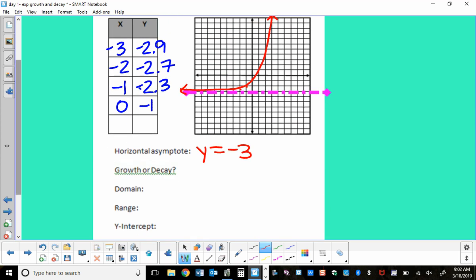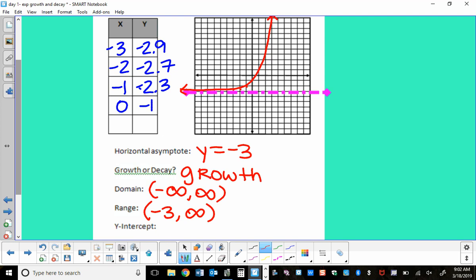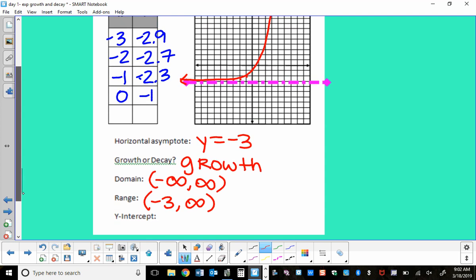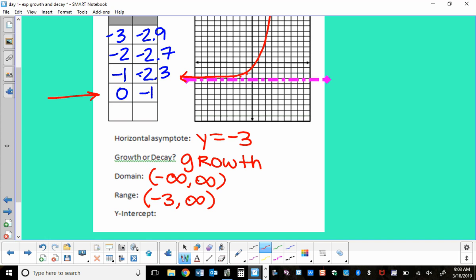Is it a growth or decay? Okay, growth because we're going away from the asymptote. My domain is going to be negative infinity, positive infinity. My range is a little different. Down to up, my graph starts at -3 and I go up to positive infinity. My y-intercept, I'm looking at my table where x is 0. We have 0, -1.